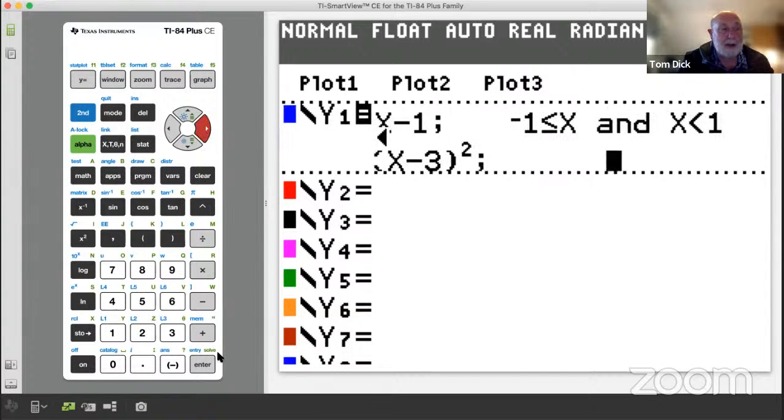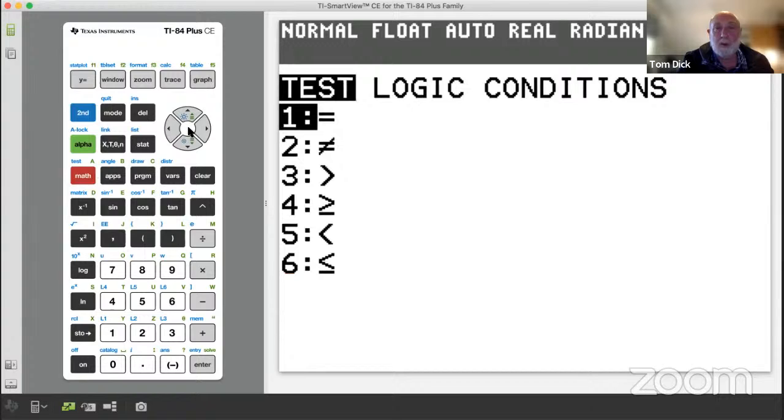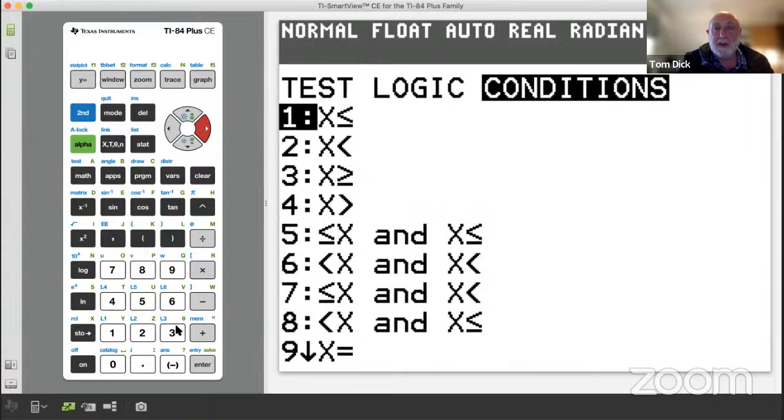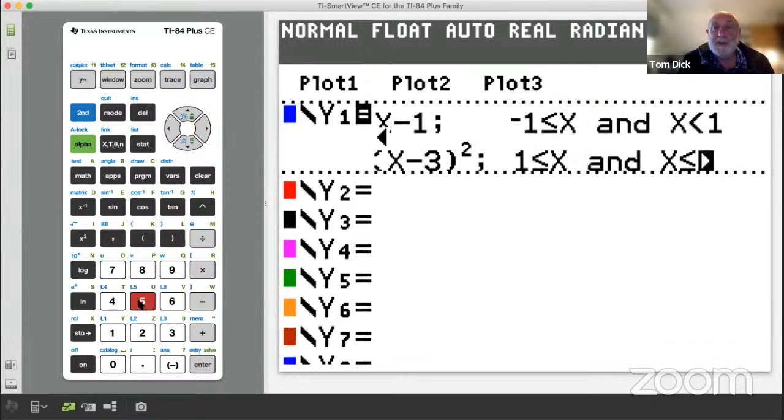And this final interval is from 1, and that's going to run from 1 up to, whoops, excuse me. Get over to the conditions menu. This is one where I'll actually use 5. So this will be inclusive on both ends. So 1 less than or equal to x, and x less than or equal to 5.